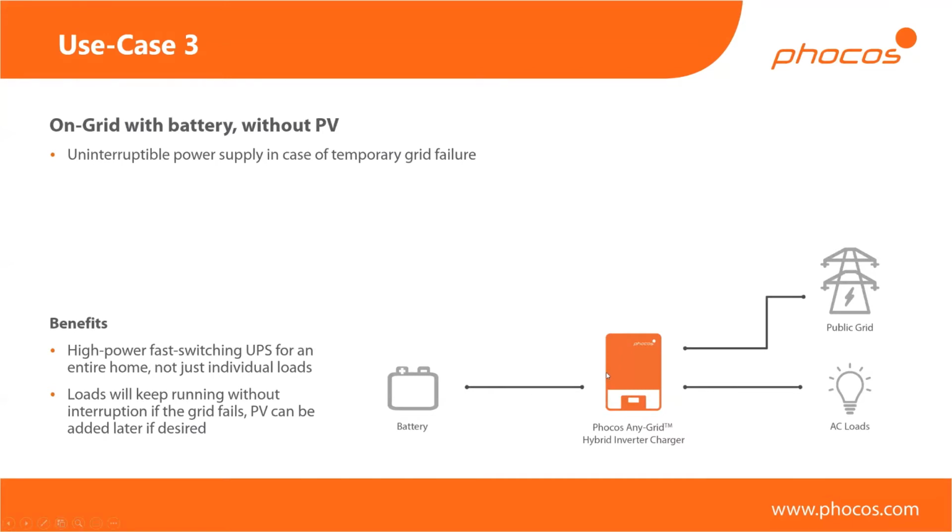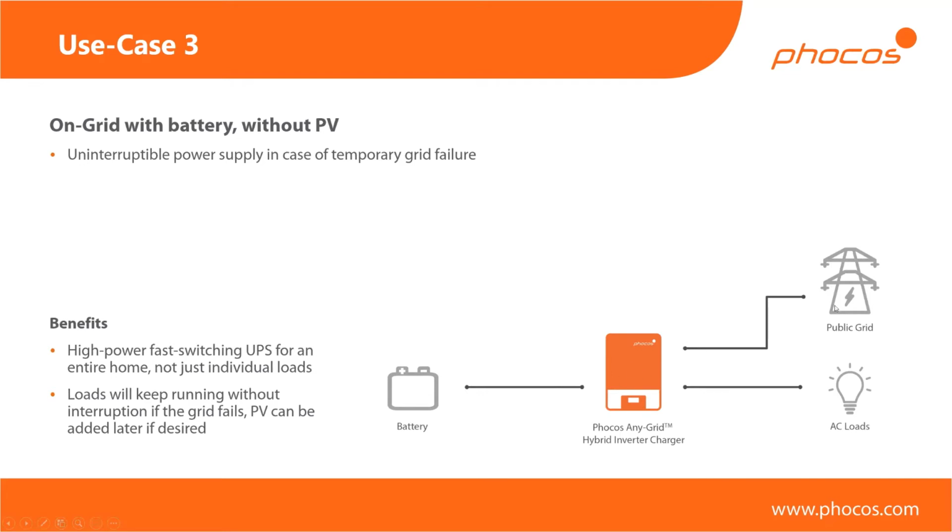Use case number 3, you might not have any solar at all. You might be maybe even in an apartment where you cannot install solar, or you just want a big uninterruptible power supply. You don't want a small 500 watt one for just your computer, but you might have a lot of machines. You might be a business. You might want to have your whole home. Basically, you know that your power might fail an hour every day. You want to make sure that you can keep operating your home just from the battery.